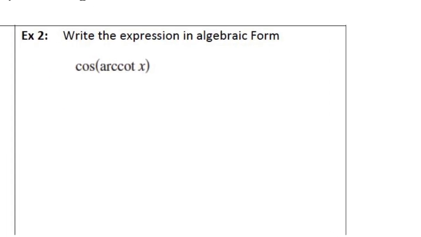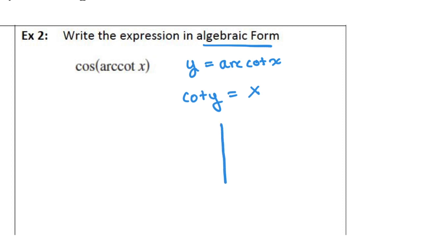Now as we look at example 2, we want to rewrite this expression in an algebraic form. Let's follow a similar idea. Let y equal the arc cotangent of x. Then the cotangent of y must be equal to x. Once again we draw a right triangle with angle y. The cotangent is the adjacent, which is x, over the opposite, which is 1. And we know that the hypotenuse is the square root of 1 plus x squared.